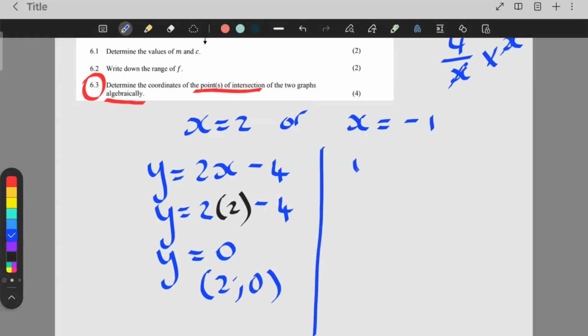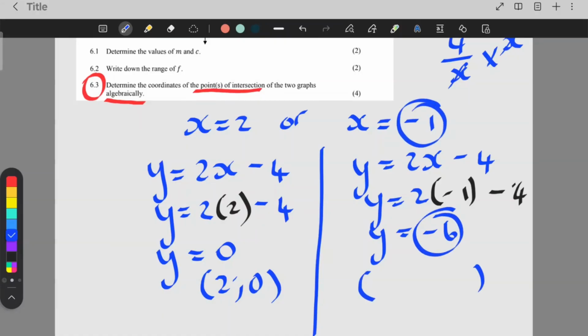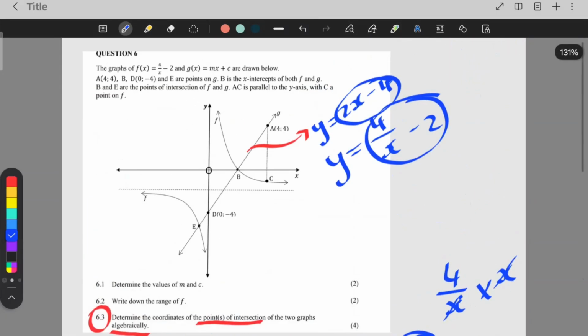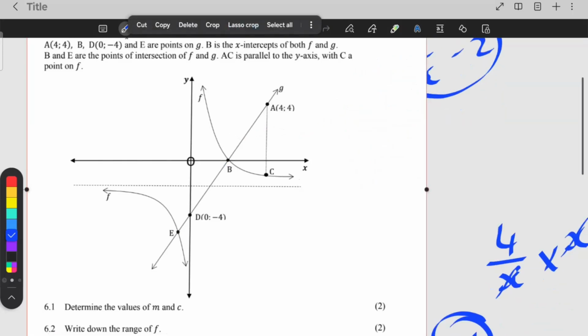Okay, and in my other one, I'm going to sub in negative 1. So y is equal to 2 times negative 1 minus 4. So y is equal to negative 6. So if x is this, y is that. So the other point of intersection is negative 1 and negative 6. Okay, and there you work that out. Now I would go to my function and put those points in. So this is a point of intersection and that. So I think this one is a positive x value. So this one is the 2 and the 0.